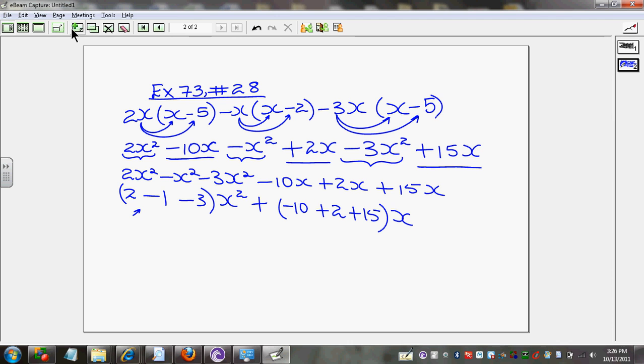Now you could work it different ways. One way to look at it is 2 minus 1 will be 1, and then 1 minus 3 is minus 2. So you get minus 2x squared here. Then you go to the next one, work out what is in the brackets here. This is minus 10 plus 2. We could deal with this first. Minus 10 plus 2 is minus 8. Minus 8 plus 15 is positive 7. So in here will be positive 7, and the plus sign has no effect on it. So it remains as positive 7, and you reattach your x to it. So the answer would be minus 2x squared plus 7x.